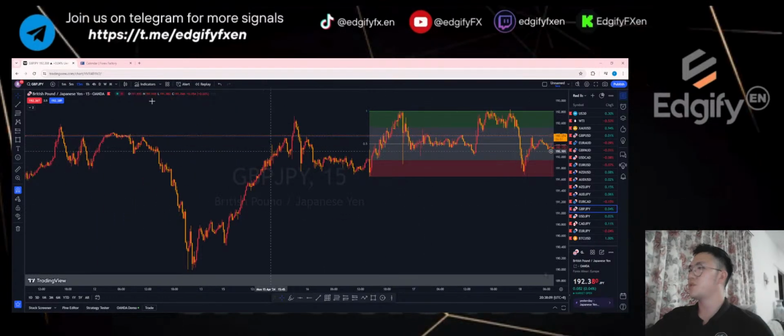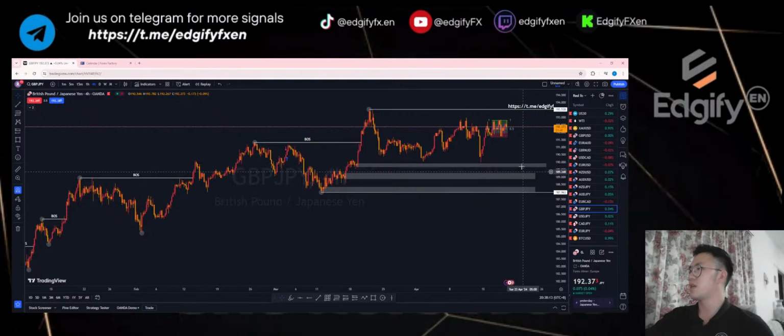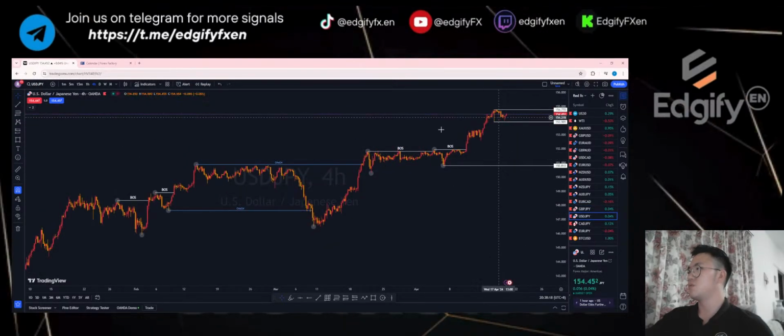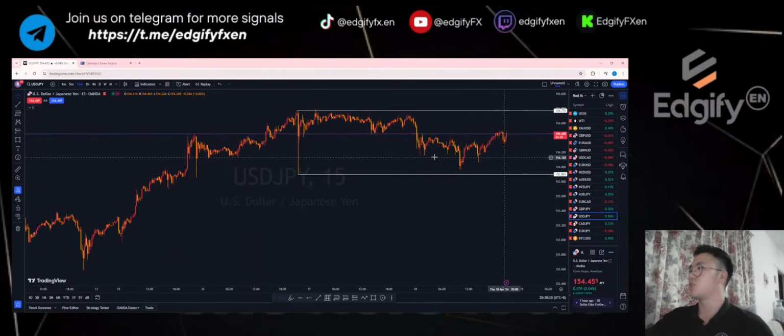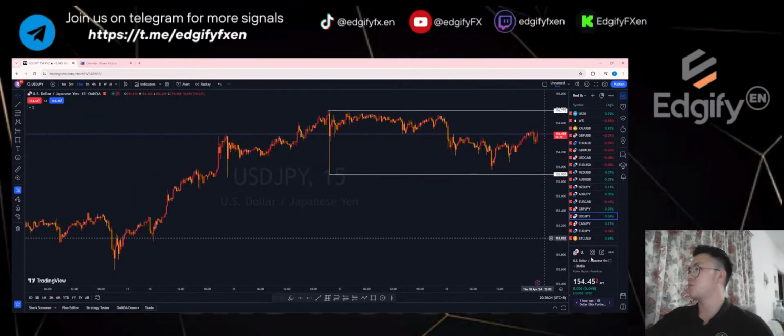GBP JPY is still ranging here on the 15. On the 4 hour, we still haven't got a tap in, so it's definitely a wait game. USD JPY is still not moving as much as we want it, because this is my 15-minute range. It's not breaking up or breaking down.